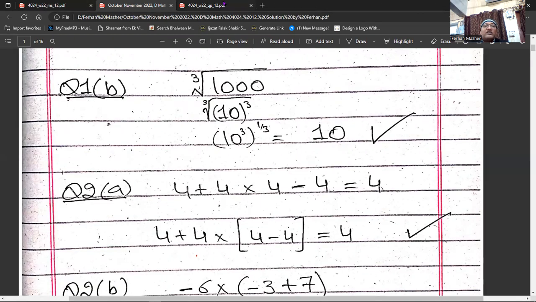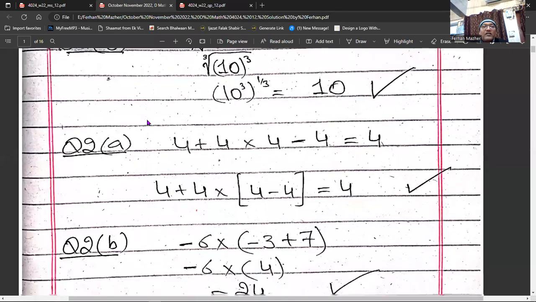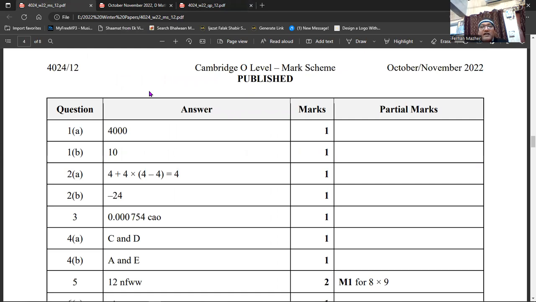This is the solution. Question number 2, he says put one pair of brackets into this calculation to make it correct. Okay, so here we have this thing, and we want the answer to be 4. So very simple, put a bracket around 4 minus 4. That will become 0. That 0 will multiply with the 4. You get 0. 0 plus 4 will be 4. So the bracket should be placed here. I hope you understand this.